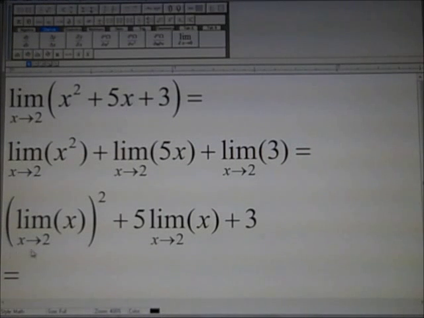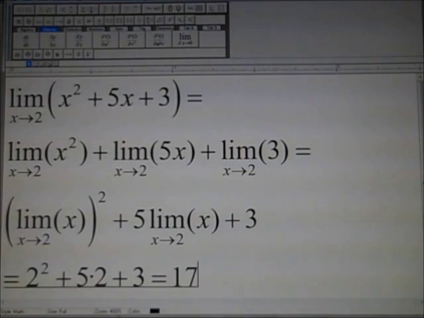Now let's evaluate this even more. The limit as x approaches 2 of x, that's just 2, then I'm squaring it. Now I have 5 times the limit as x approaches 2 of x, that's just going to be 2, and then plus 3. So I have 4 plus 10, which is 14, plus 3 gives me 17. So that tells me that the limit of my original polynomial is just 17.